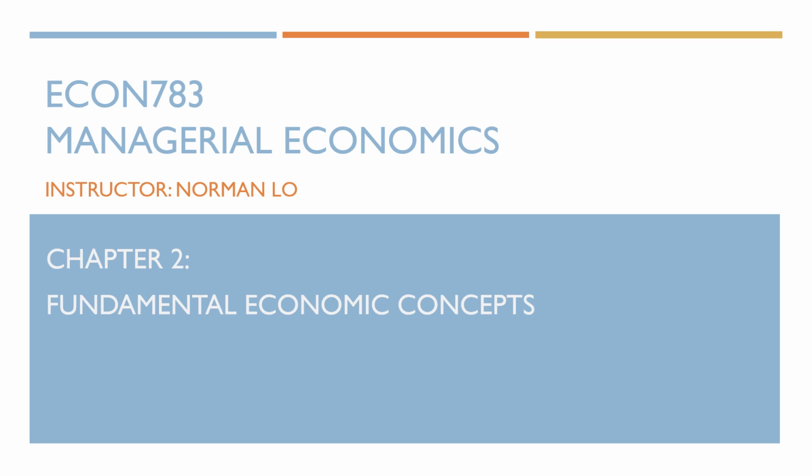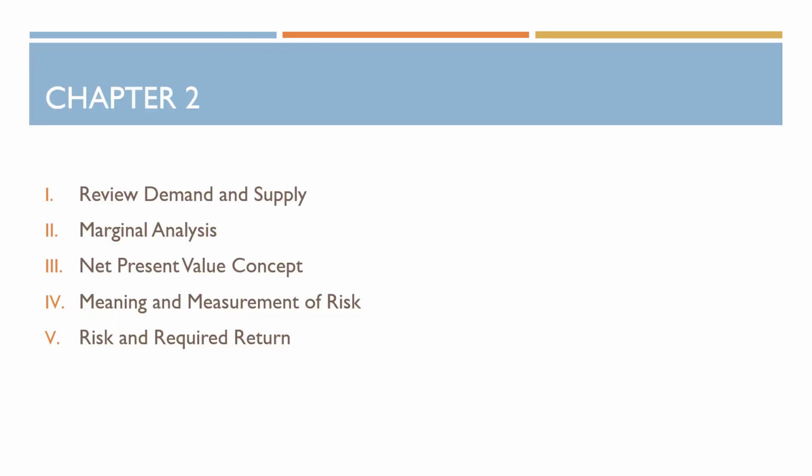This week we're going to go into chapter 2 to talk about fundamental economic concepts so that we can gain some grounding to have further discussions in the next couple of weeks. In chapter 2, we are going to go back to our fundamental Econ 101 supply and demand model, revisiting the model to help us understand how businesses make their decisions.